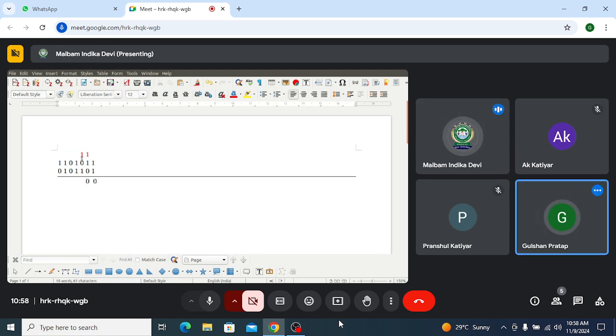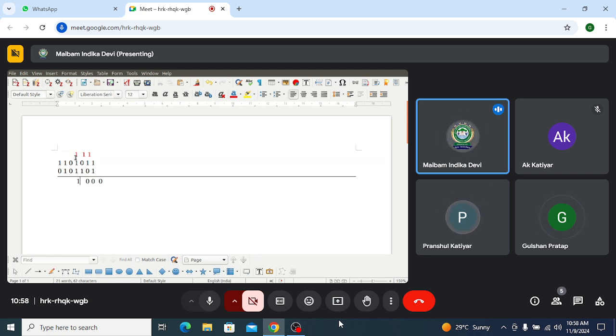Again, what is the result? 1 plus 0 plus 1. What will be the result? 1 plus 0 is 1. 1 plus 1 is 0, again with an end carry. 1 plus 1 is 0. 0 plus 1 is 1. So in the previous 1 plus 1 you have an end carry, right? So that end carry you write out here. Understood so far? Yes or no?